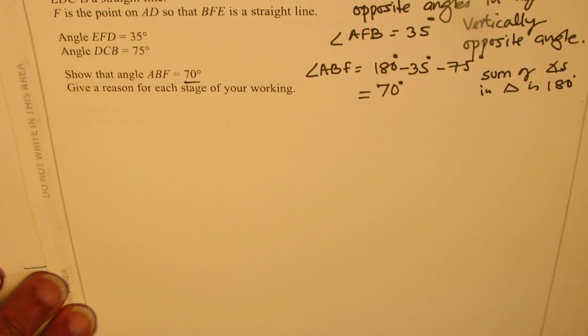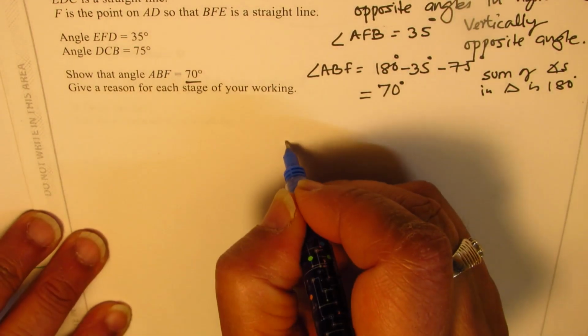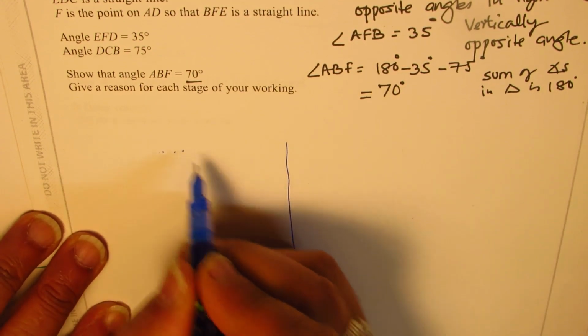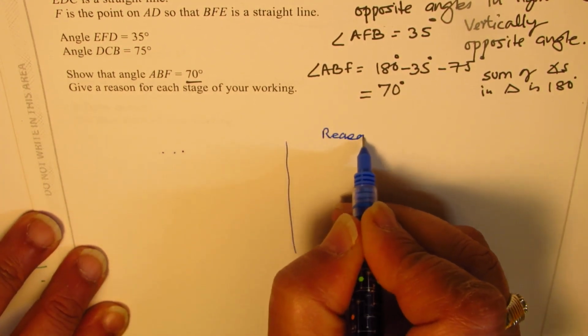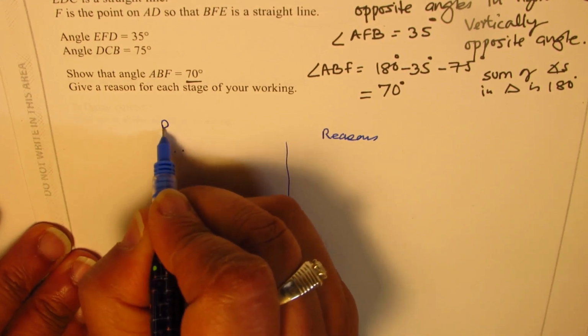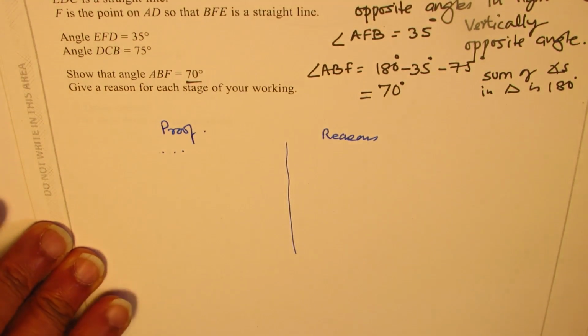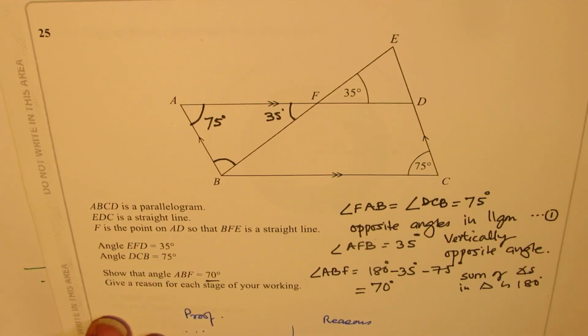A better way, of course, is to make two columns here, write these statements here and reasons here, right? So you could say reasons, and here you can say proof. Correct? So you could do it in two columns, which is the standard way of doing it.